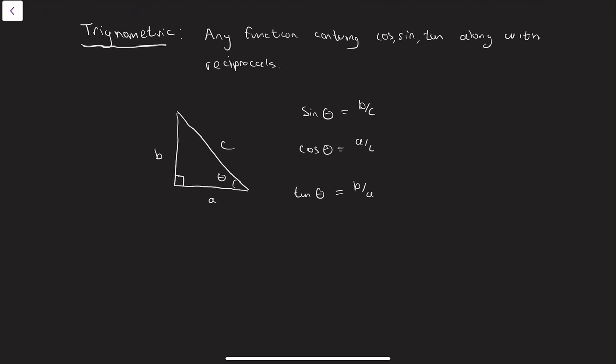And for the reciprocal functions, so for sine, we have cosecant theta, sec theta for cos, and cotangent theta for tan. So this is equal to 1 over sine theta, which is equal to C over B. This is equal to 1 over cos theta, which is equal to C over A. And this is equal to 1 over tan theta, which is equal to A over B.